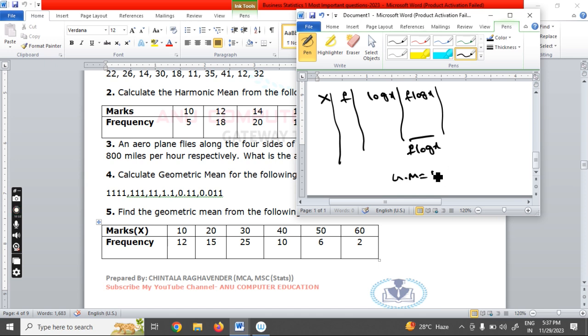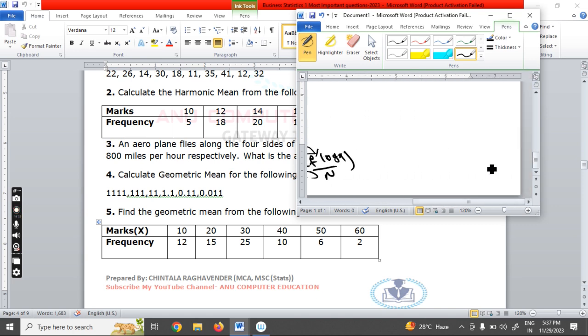Geometric mean is equal to antilog of summation f into log x by capital N. So N is nothing but the frequency total. This frequency total you have to take here, and this total you substitute in the formula. You can find it, and by using the log table and antilog table you can calculate the answers.